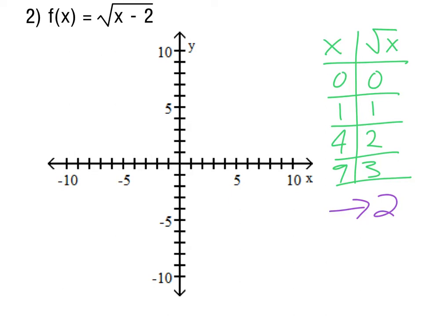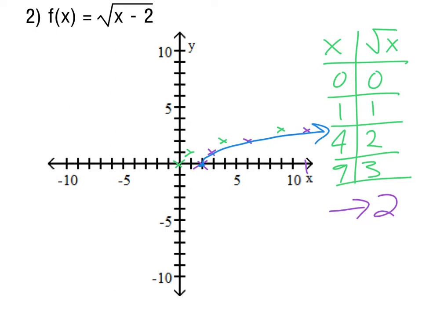Let's see, so if we can look at those originals, we'd have (0, 0), (1, 1), 4 is 2, and 9 is 3. Now, taking and moving those right 2, we get (2, 0), we get (3, 1), (6, 2), and then it would be (11, 3). So just, again, you can imagine that we went one further on the grid there. And we draw our curve through those points.